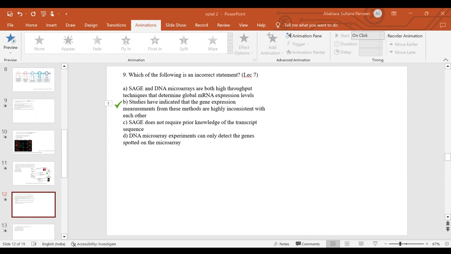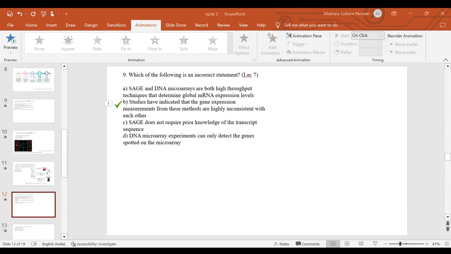Yes, your gene should already be spotted in that microarray. Microarray means that the plate should contain all of the cDNA. So in this way these two are varying. One other thing is that SAGE is considered not that expensive compared to microarray. And the last question is this yeast two-hybrid assay.